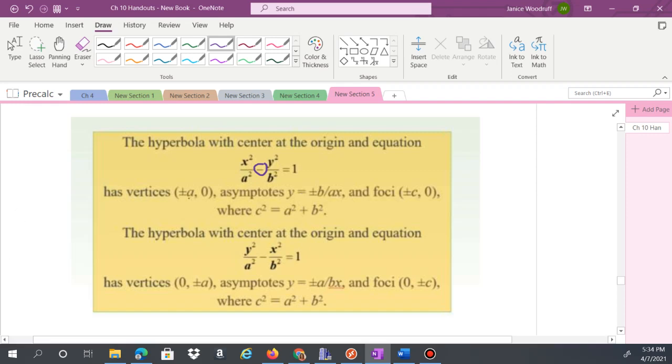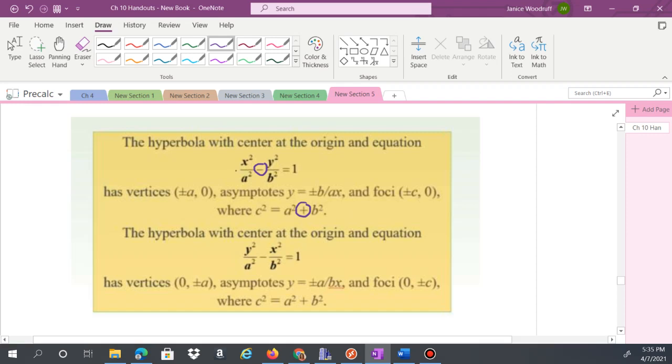Okay, the vertices will be plus or minus a. Okay, foci plus or minus c. The equation here is exactly the opposite of the ellipse. So in the ellipse, you have c squared equals a squared minus b squared. Now it's the opposite, so you're switching both of those things in the equation. Now the b value is going to give you the asymptotes.